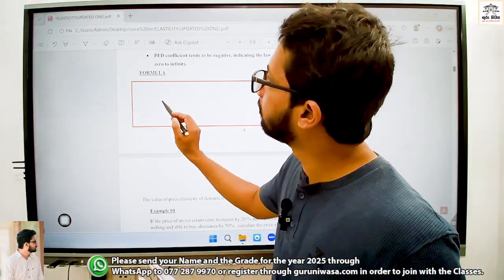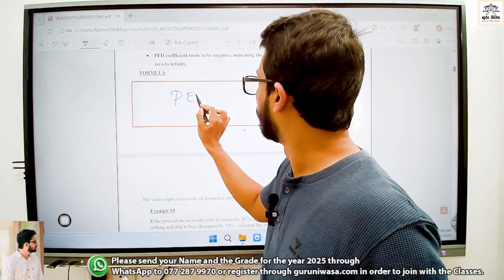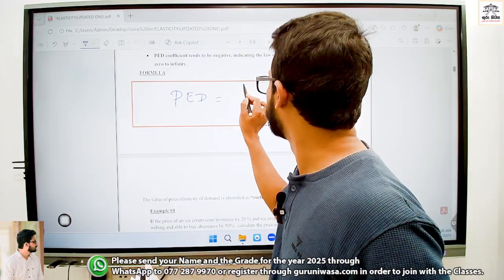PED equals percentage change in quantity demanded over percentage change in price.